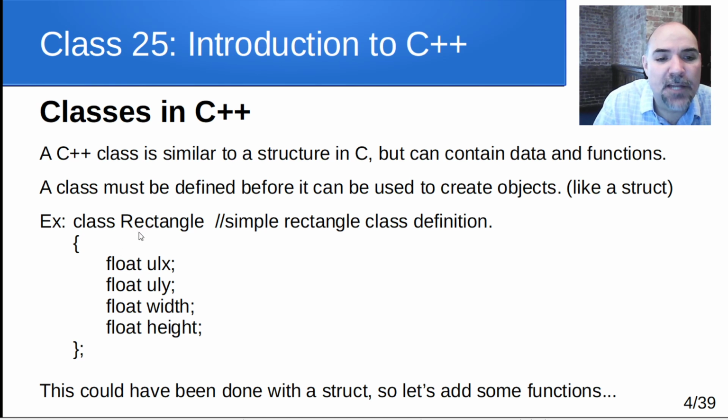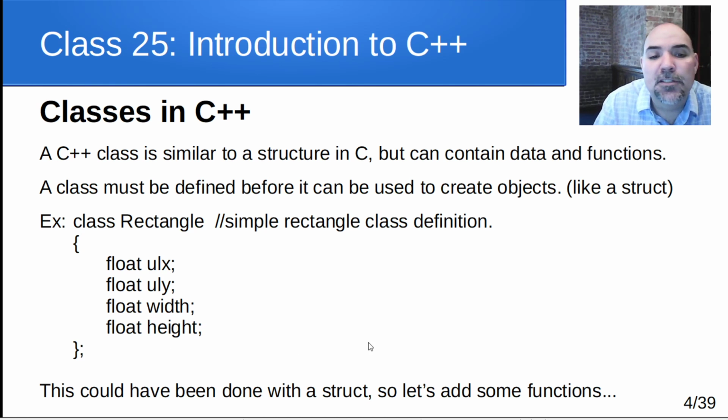So this class rectangle has four attributes. They're all floats. ULX stands for upper left X, and ULY for upper left Y. So that's the top left corner of the rectangle, and then it has a width and a height. This is just an example that we're doing. So this is a simple class definition for a rectangle object. And notice that it could have been done with a struct because this is all data. We didn't put any methods or functions inside there.